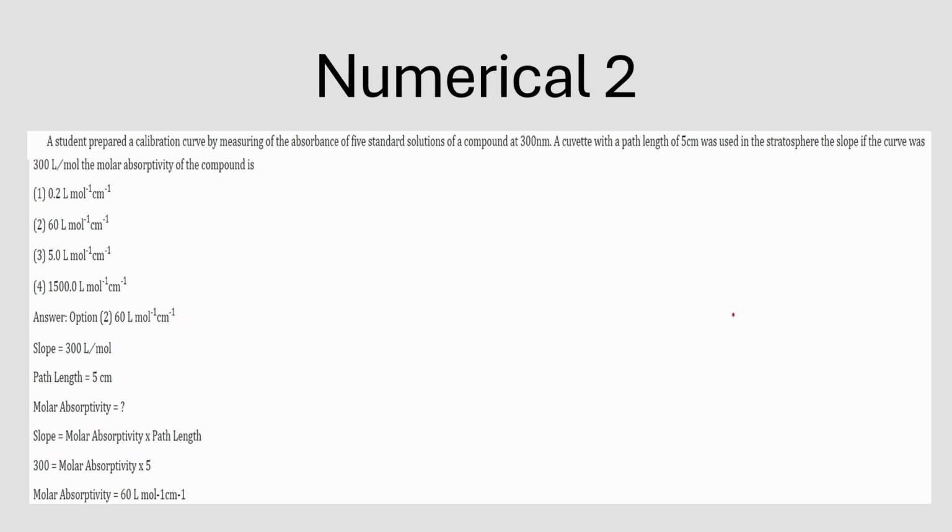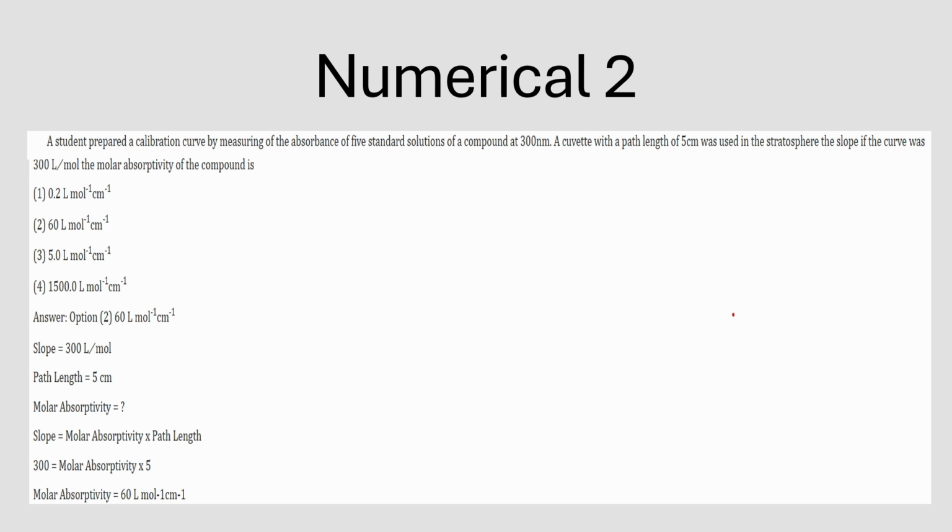Now this may seem like a very complicated problem, but it is not. First thing we do is to note down whatever values are already given in the problem. So we have the slope, which is 300 liter per mole, and we have the path length, which is 5 centimeter. Now, when you plot a calibration curve, we have the absorbance on the y-axis and the concentration of the compound on the x-axis. And the slope of this graph is equal to the product of epsilon and path length.